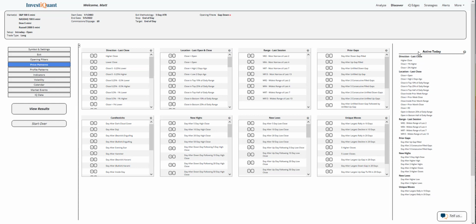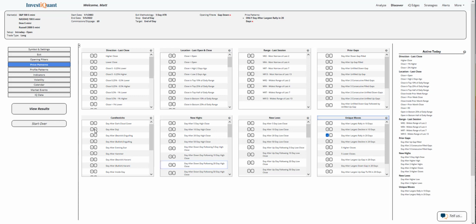So if I go to active today, which lists all of the things that are true for today within this library, I can go to the very bottom option, day after largest rally in 20 days. That means the move from the close on, what was that, Tuesday to the close on Wednesday was the largest up move that we've seen in the past 20 trading days.